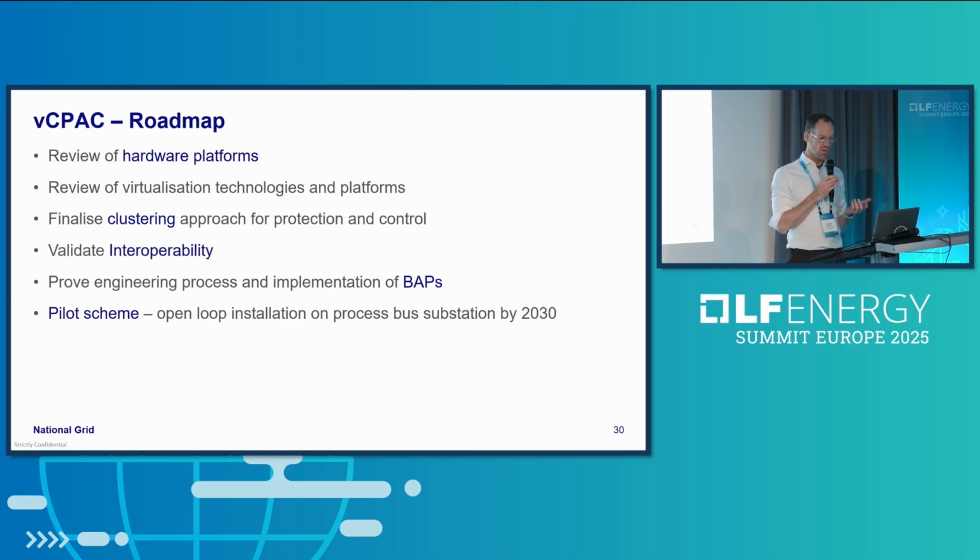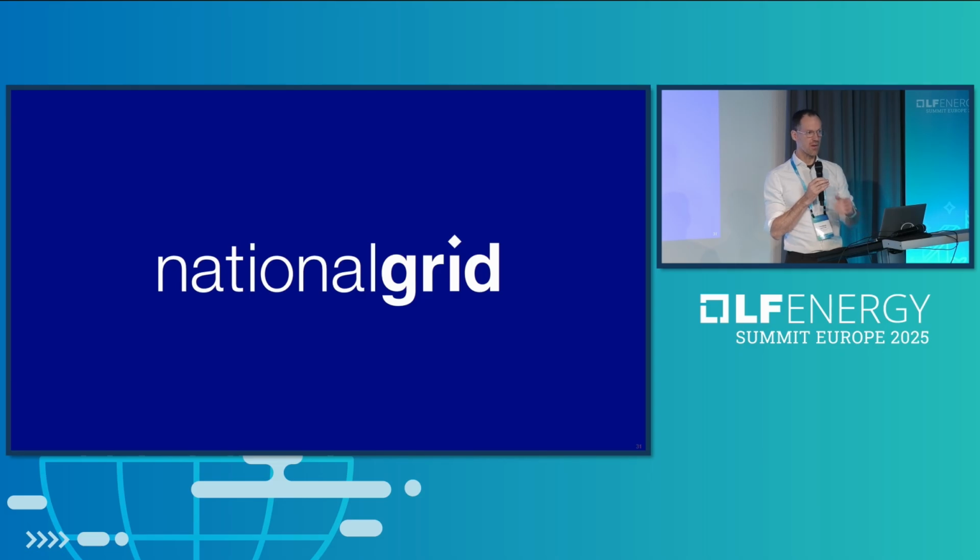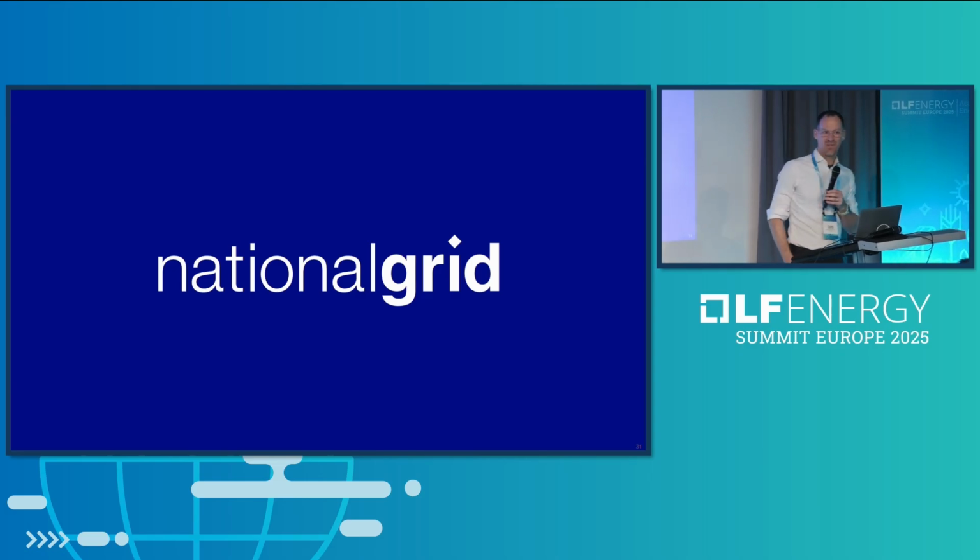Interoperability is key for us. Deploy different protection virtual IEDs within the VMs on the machine. Improve the engineering process with more templating through basic application profiles, which is something that's ongoing at the moment. And we're committed to putting a pilot scheme on the network before 2030. So that's it in a nutshell. Thank you for your patience. If there are any questions, not sure I can answer them, but if need be, I can ask.